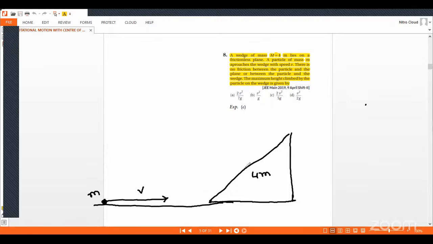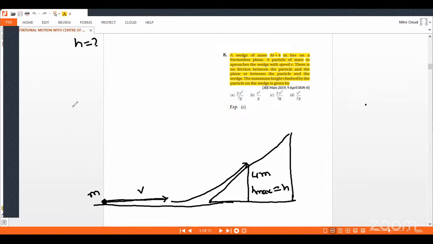The maximum height climbed by the particle on the wedge. How much height will it go? As the particle moves, it moves to a height. Suppose this is my maximum height. That h value I need to find.